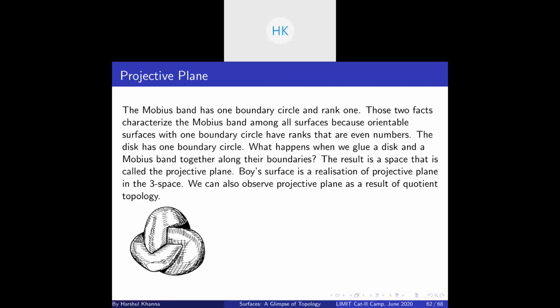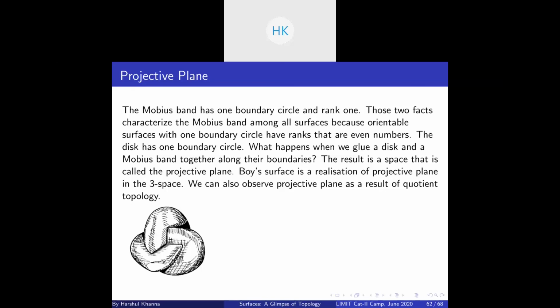So we saw that we stated that the Mobius band, when glued to a disk along the entirety of its boundary, we get a projective plane. Okay, so basically, this is a model for projective plane, which can't be represented in a 3D space. You need four dimensions to properly observe projective plane without self intersections. So a Boy's surface is a realization of projective plane in the 3 space. This is a Boy's surface shown below.